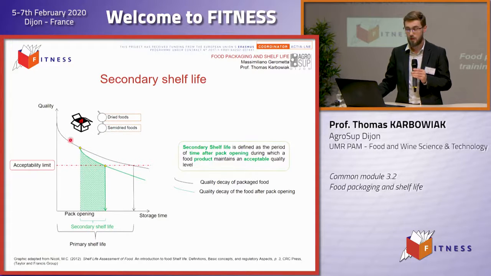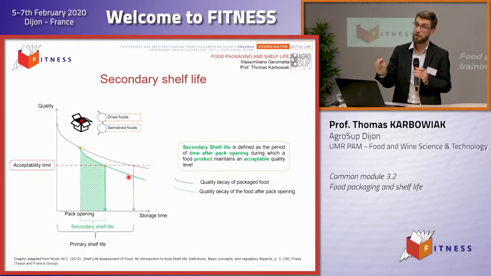So in the blue line here, for example, you have the primary shelf life, the things we just saw previously. And up to that point, when you open the pack, this means you will have another rate of decrease of the quality. And this will define the secondary shelf life. Now for some food products, you will find a primary shelf life that is indicated on the packaging, but also a secondary shelf life. That means what's the time for you as a consumer you will have to eat your product.